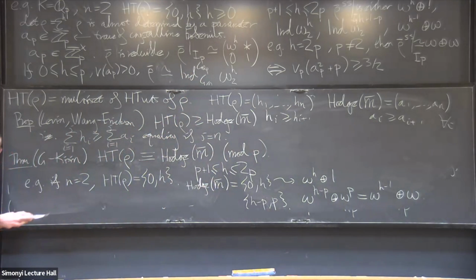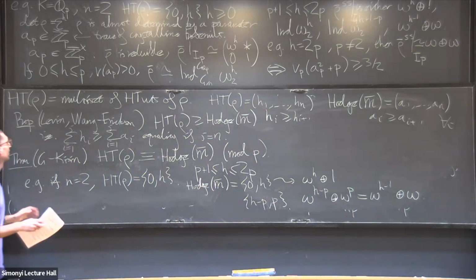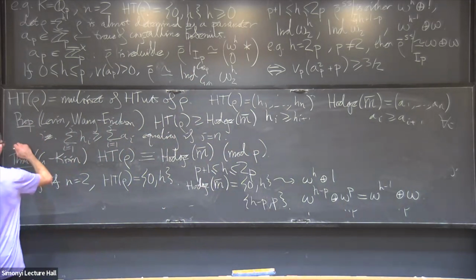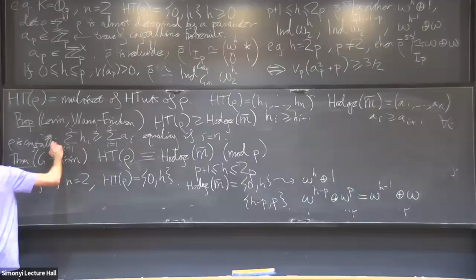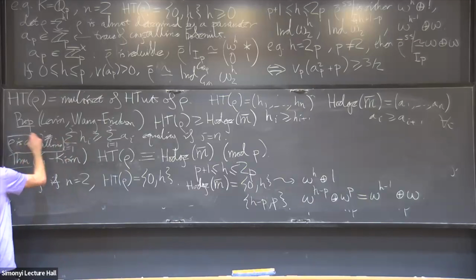For this, are you assuming rho is crystalline? Yes, sorry. Throughout this talk, rho is crystalline, apart from in the aside I made about semi-stable representations here. So rho is crystalline. Thanks.